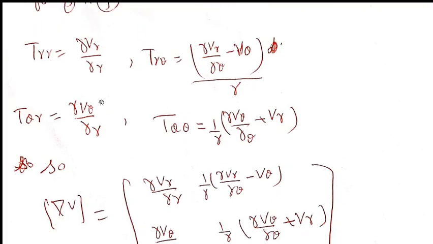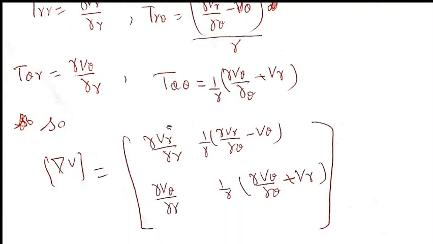Now these are the 4 components which we required from our start: del v r, del v r theta, del v theta, del v theta theta. First component, second, third and fourth. This is the form of gradient of vector v in terms of polar coordinates.